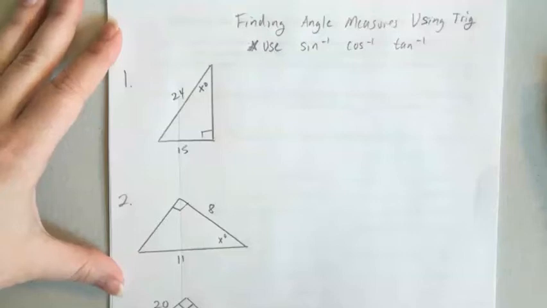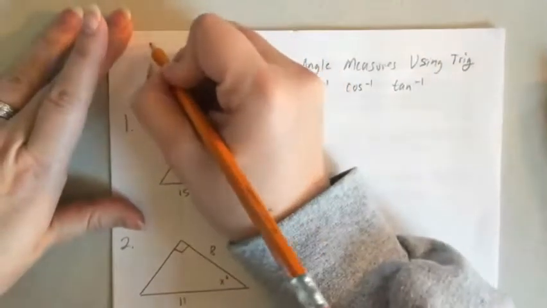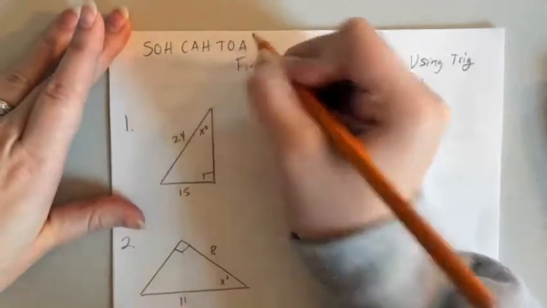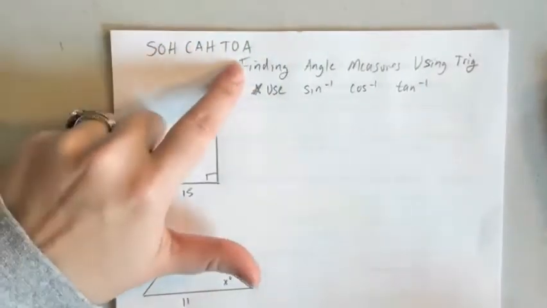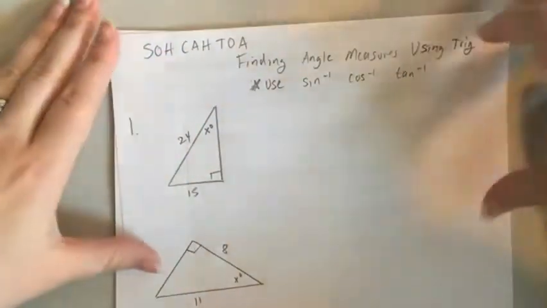In this video, we're going to be working on finding angle measures using trig or using SOHCAHTOA. So the first thing I'm going to do is write down SOHCAHTOA up at the top of this page. Remember, that was sine, cosine, and tangent. And then the other thing I want to talk about before we get into this is how we're going to be solving these equations.